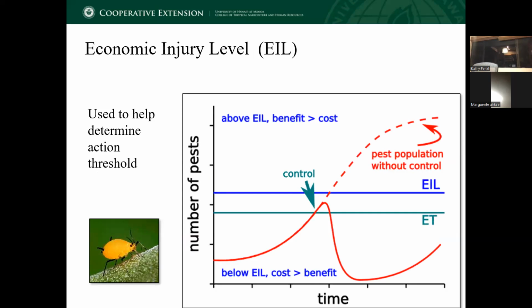So this is a way to see, what level of pest damage, maybe that's what level of defoliation, for example, is going to reduce yield to the point that it's causing such an economic cost to you that it justifies that treatment intervention.